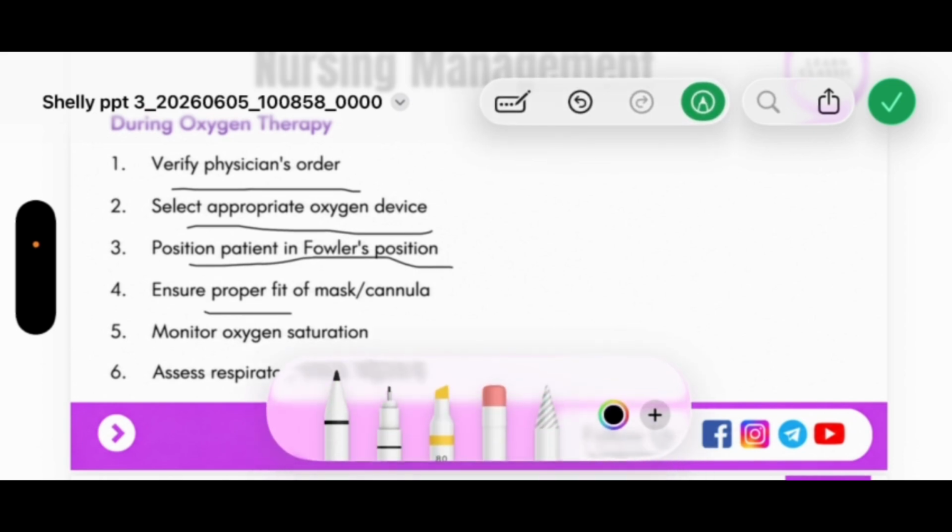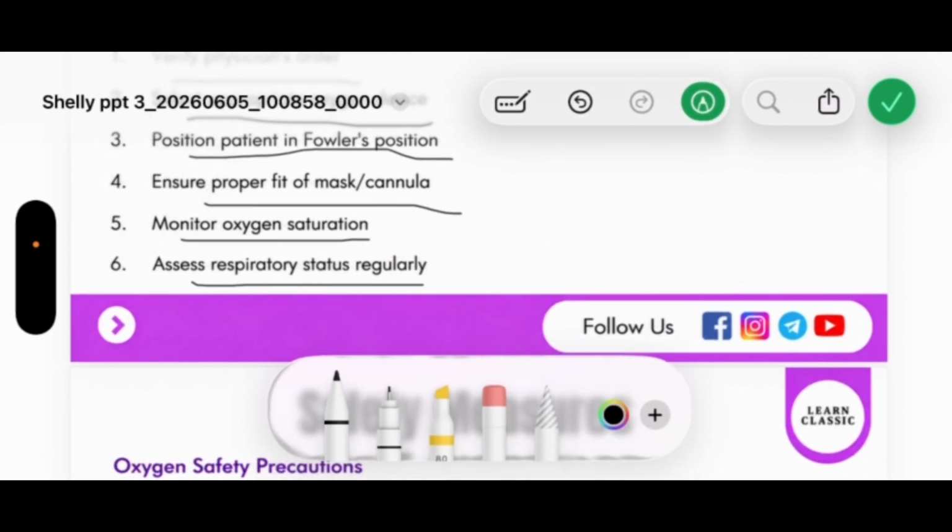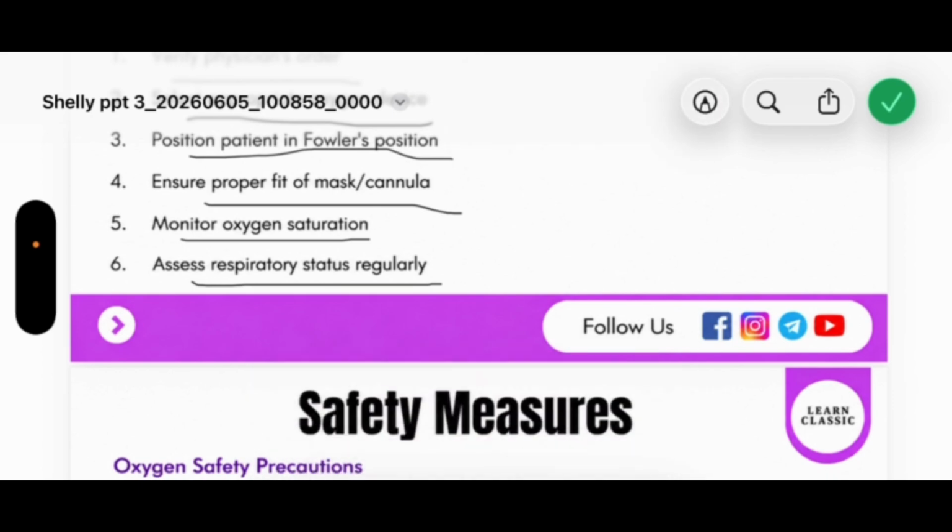Then ensure proper fit of the mask or cannula. There should be no leakage whenever we are giving a mask, and in the case of a cannula also, it should be placed properly. Otherwise, the objective will not be satisfied. Then monitor oxygen saturation. We have to monitor the saturation before, during and after administration. Assess respiratory status regularly. So we have to keep on monitoring the patient.